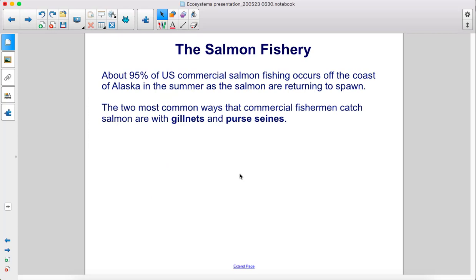About 95% of U.S. commercial salmon fishing occurs off the coast of Alaska in the summer as the salmon are returning to spawn. The two most common ways that commercial fishermen catch salmon are with gill nets and purse seines.